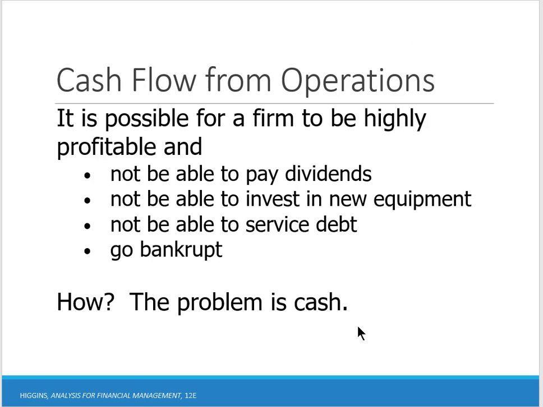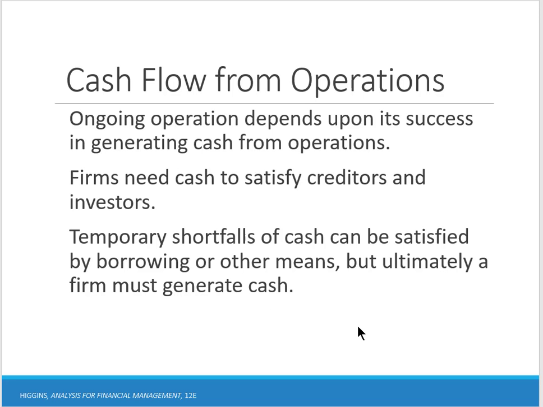So in the end, it's possible for a firm to be highly profitable, not be able to pay dividends, not be able to buy new equipment, not be able to service debt, and actually go bankrupt. What is the problem? Obviously, I think the problem is cash. Understanding cash flow is important. So cash flow from operations is why we're in business, right?